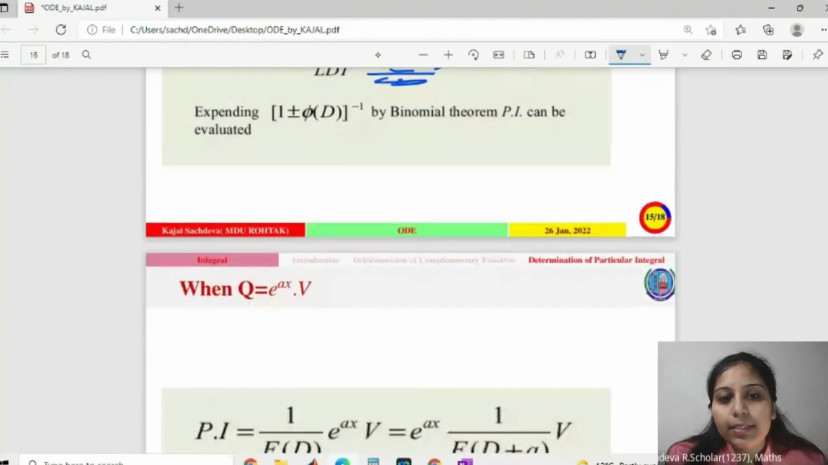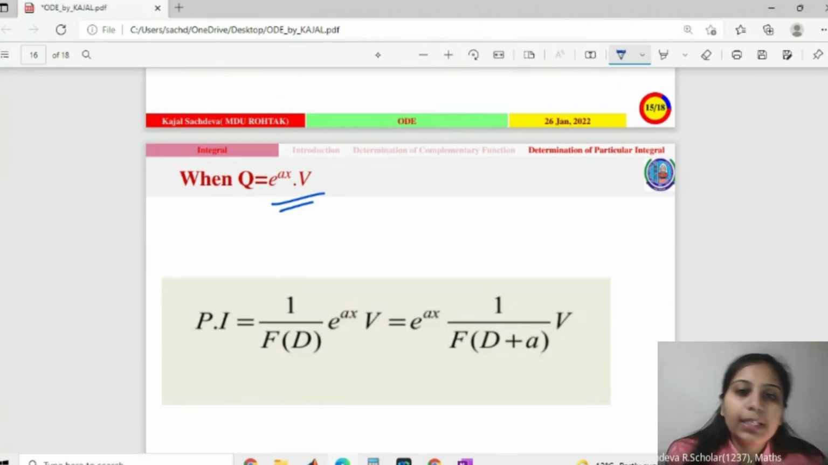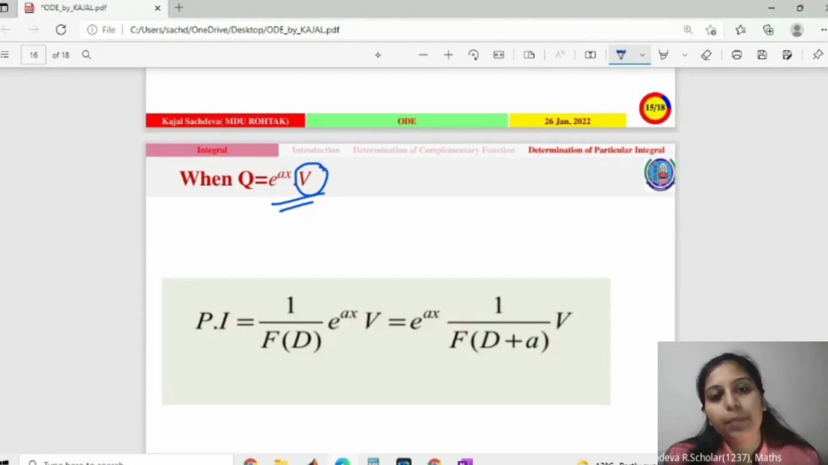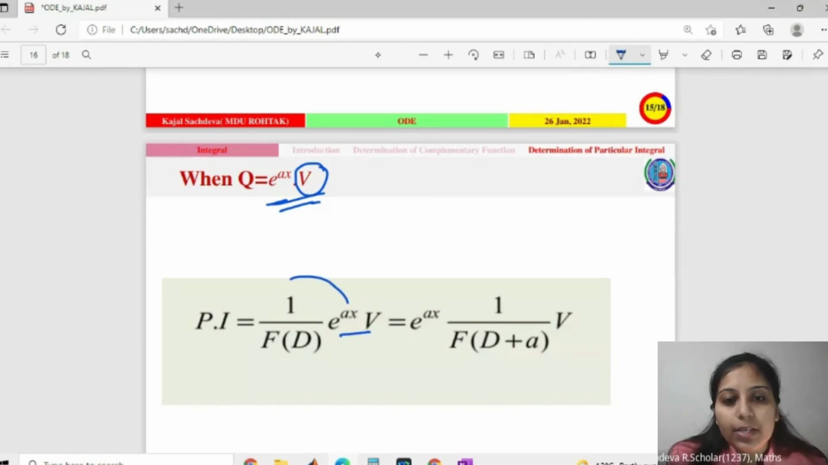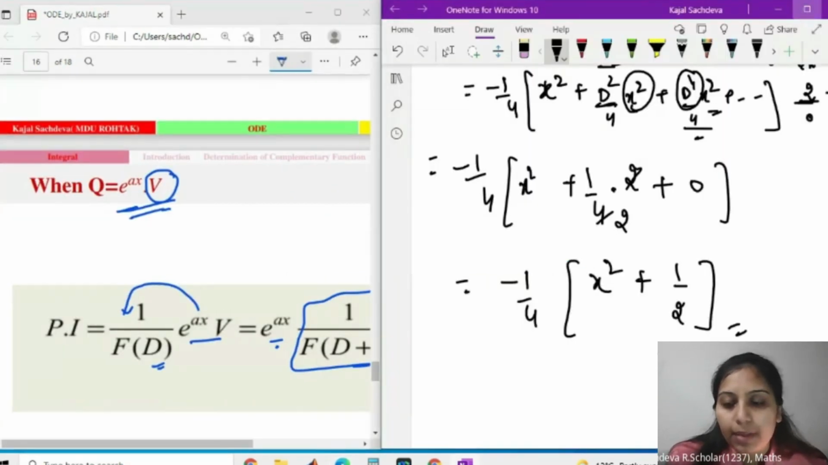Now the other case is a more special case, when we have some function e raised to power ax into some other function of x. V here stands for some other function of x. It can be a polynomial function, it can be any function. It is a product of two functions: e raised to power ax and another, some function of x. In this case, what we do is take e raised to power ax out earlier, then replace D by D + a, and into V, then apply this operator on V only. So this is the case here. Let's take an example.